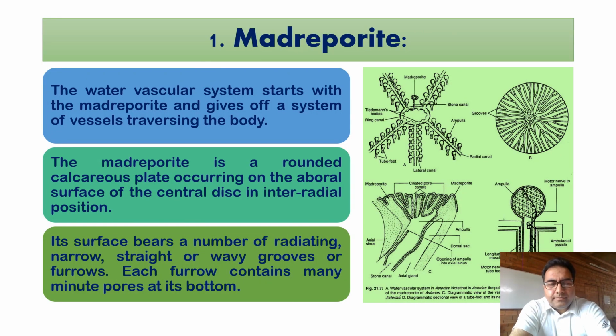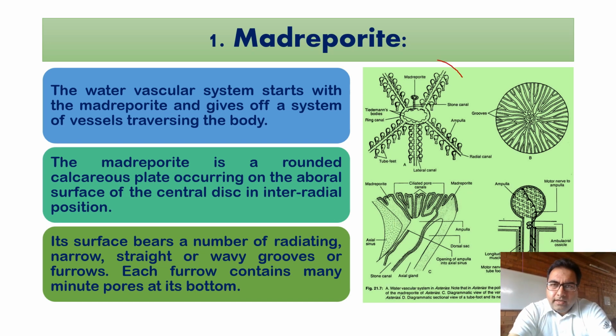We are now aware that the vascular system starts from the Madreporite, leading to the stone canal, then to the ring canal, then to the radial canal, then to the lateral canal, and then to the tube feet. So it starts from the Madreporite and ends up at the tube feet. First of all, we shall be talking about the Madreporite.